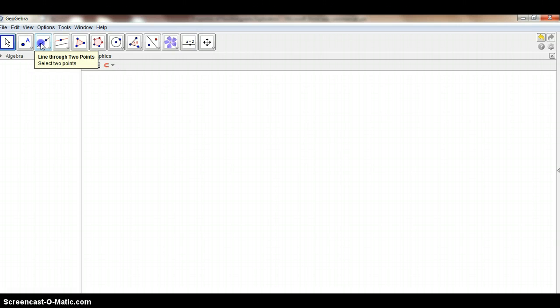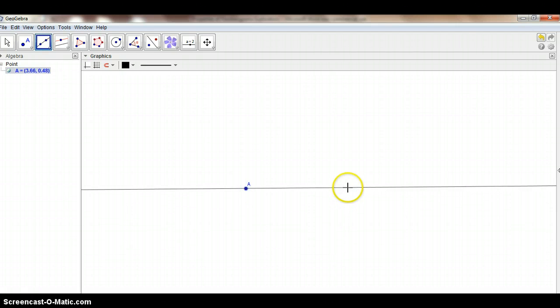So start with the line through 2 points tool. Go ahead and just throw a couple of points out there. So that'll be one side of our parallelogram, from A to B. And then remember that the definition of a parallelogram was a quadrilateral with two pairs of parallel sides. So that means I need a line that's parallel to AB.